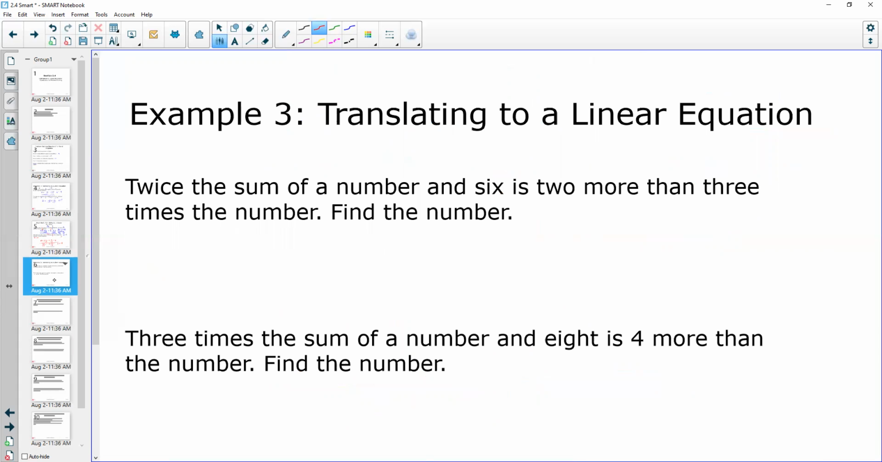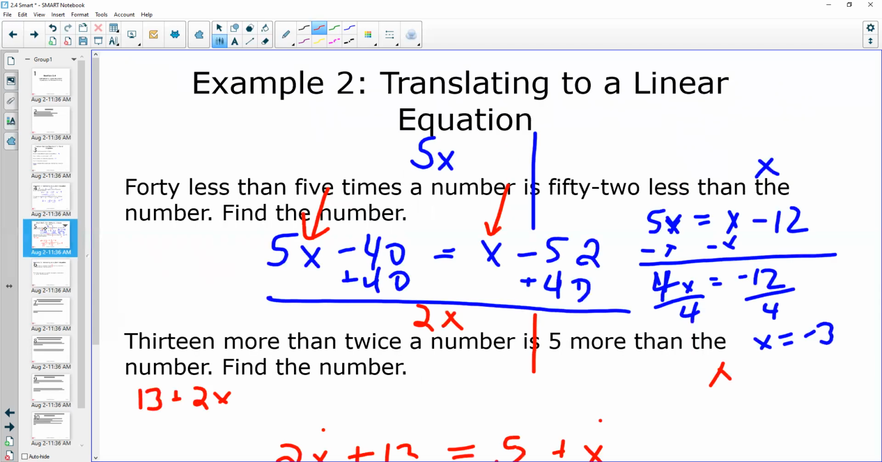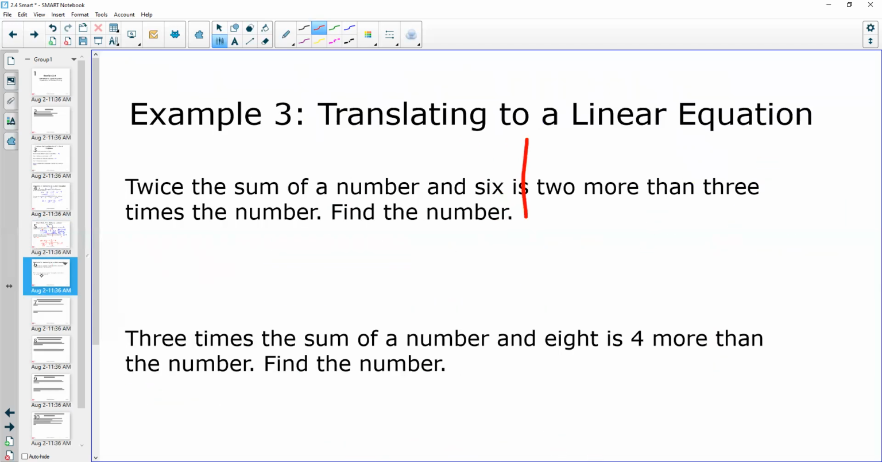They're the same idea, right? Well, actually, they're slightly different. Let's try the first one. Twice the sum of a number and 6 is 2 more than 3 times the number. Find the number. So I'm going to draw another line. It's the first half that's a little different. It says twice the sum of a number and 6. In the last one, it said 40 less than 5 times the number.